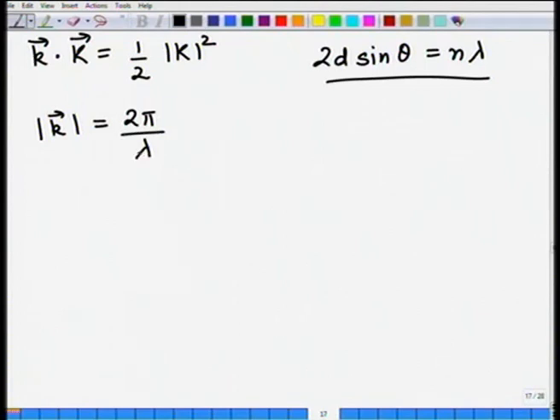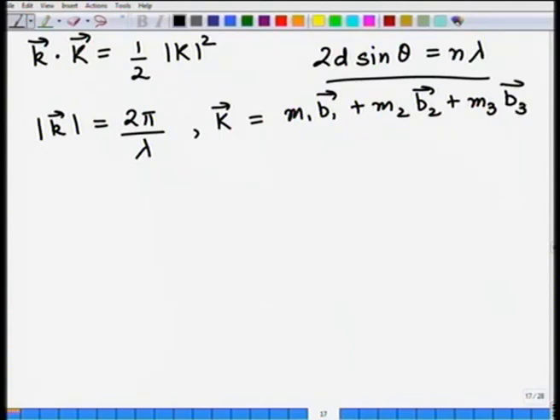Recall also that the K vector is equal to m1 b1 plus m2 b2 plus m3 b3 in general. I am writing in general form. And for the d spacing between the planes, if I have these planes, atomic positions, and this is the d spacing between them, then d is equal to 2 pi by K magnitude. That is the spacing between these.